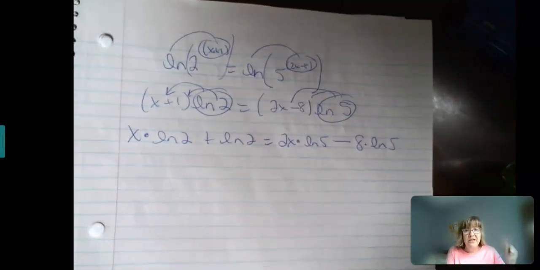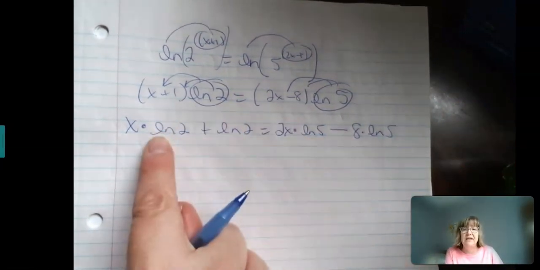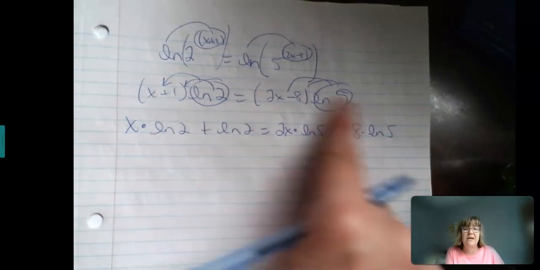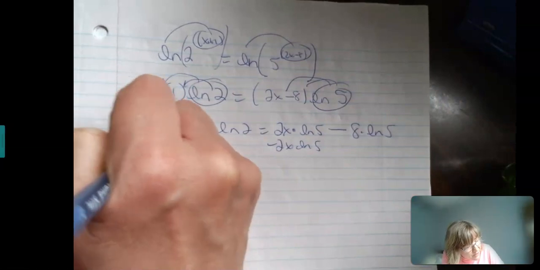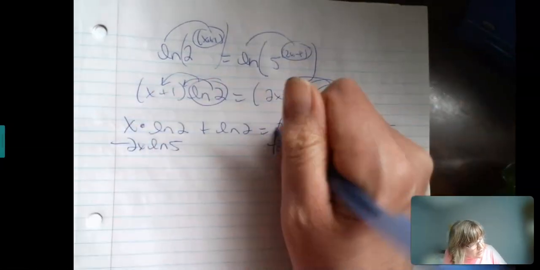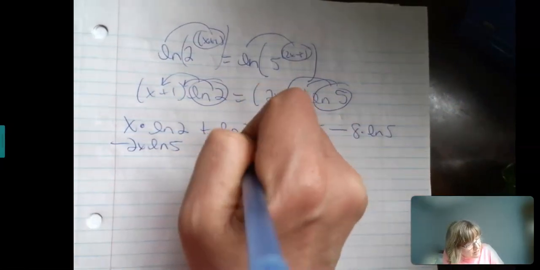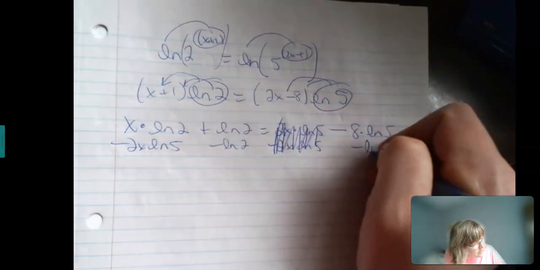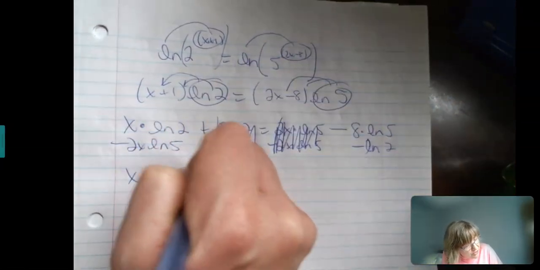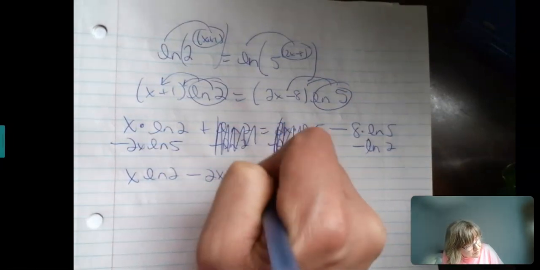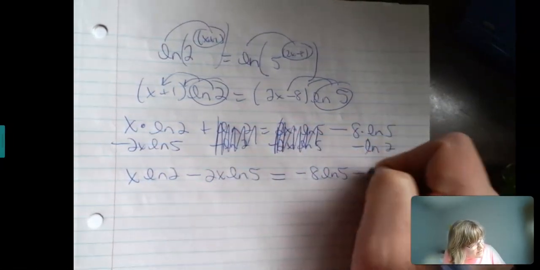Okay. First of all, this is linear, which is great, but I need my x's together because I want to solve for x and my numbers to the other side. So I'm going to minus 2x ln of 5 to bring this guy over. So he's gone. And then I want this guy to come over here. So I'm going to subtract ln of 2 on both sides. All right. So I have my x's together, which is good. Then over here, I have negative 8 ln of 5 minus ln of 2.